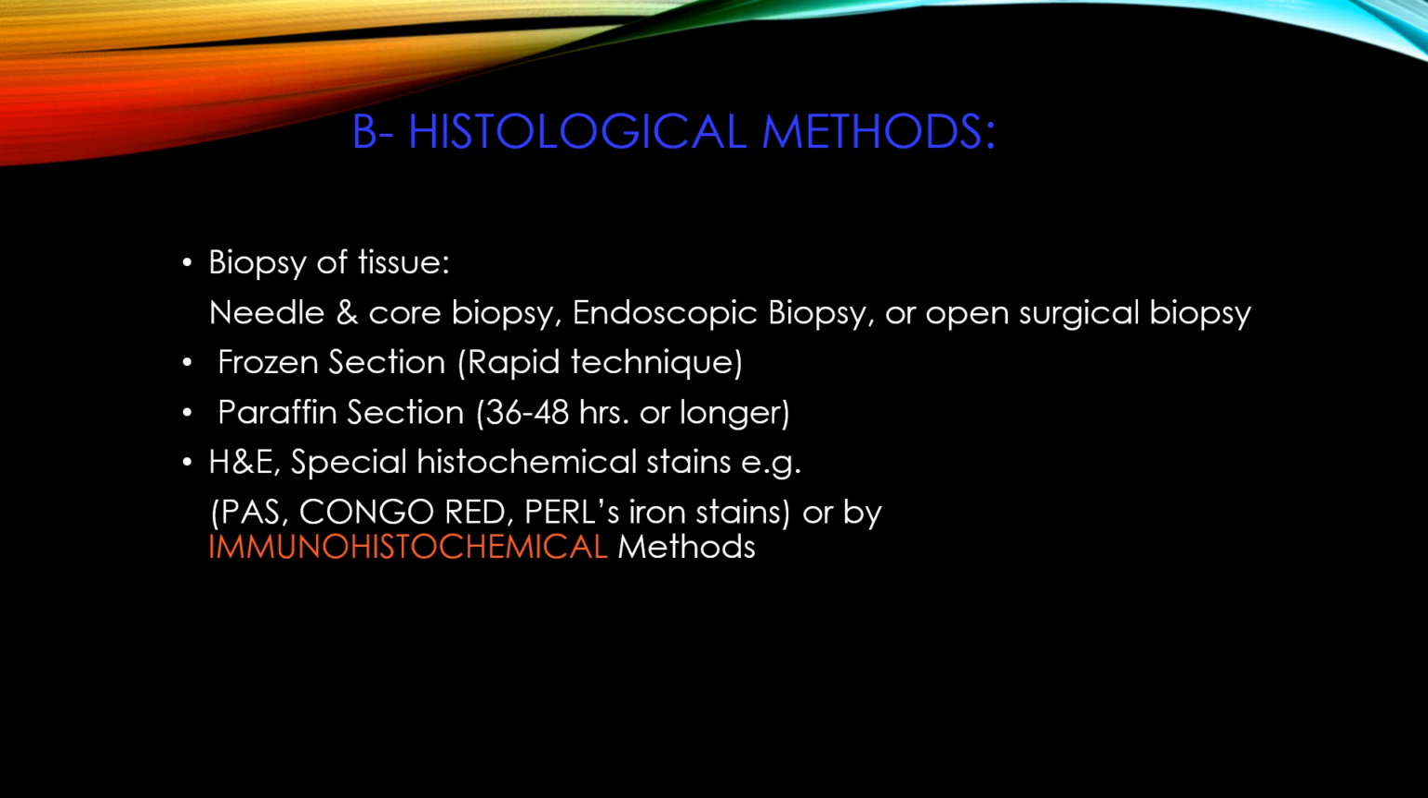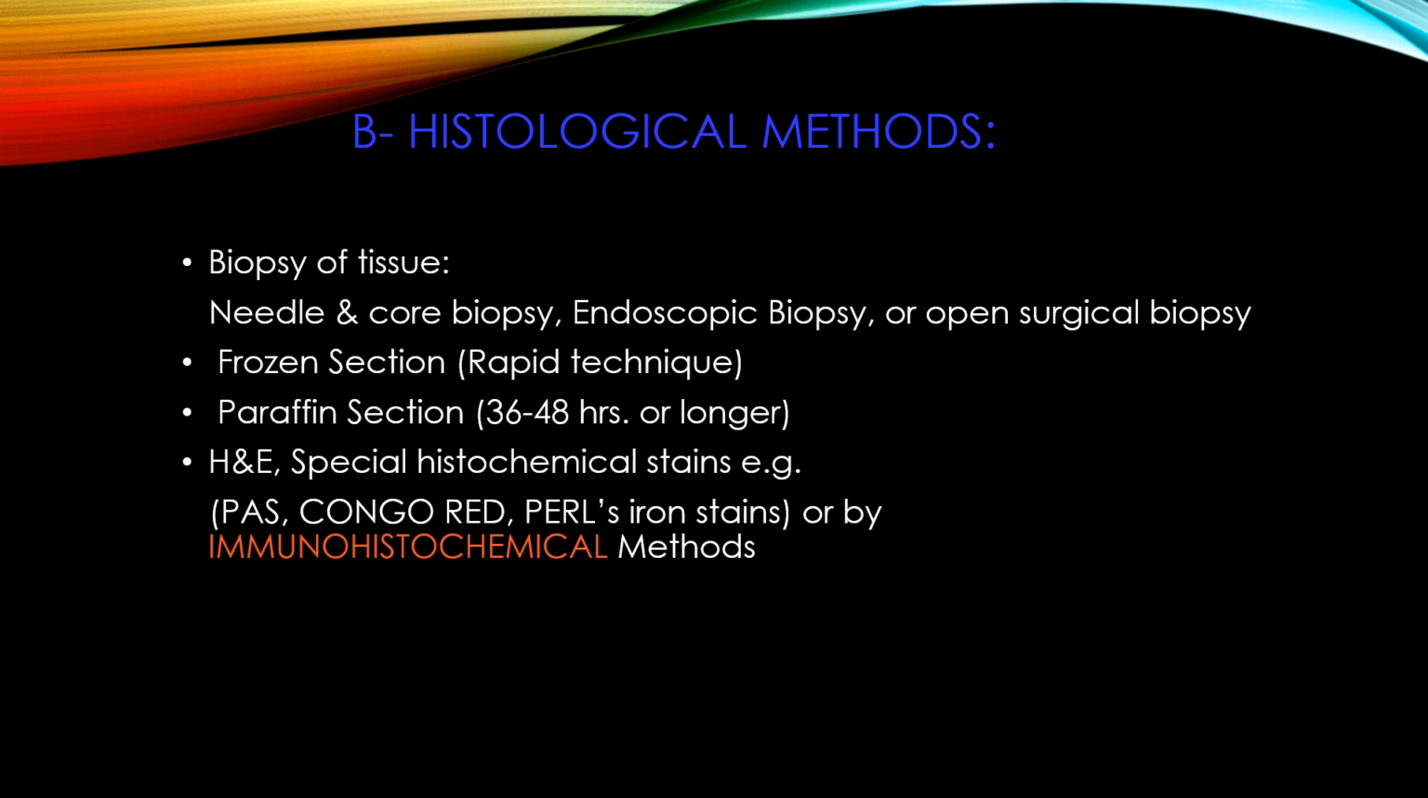The other type of morphological methods is the histopathological methods or histological methods. Now, in histological methods, usually we have biopsy of the tissue. So the types of biopsies include the needle and core biopsy. We took only a small part of the lesion. We have endoscopic biopsy, like we take by endoscopy, upper GI endoscopy. We go into the stomach. We can take biopsy from the stomach, or open surgical biopsy, like if the patient has, let's say, a bone lesion, then we open into the lesion, and you take a biopsy from it. So those are the different types of biopsies.